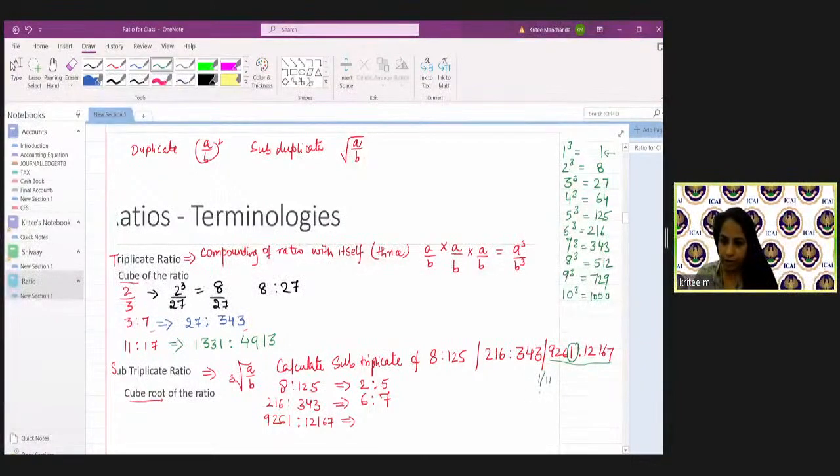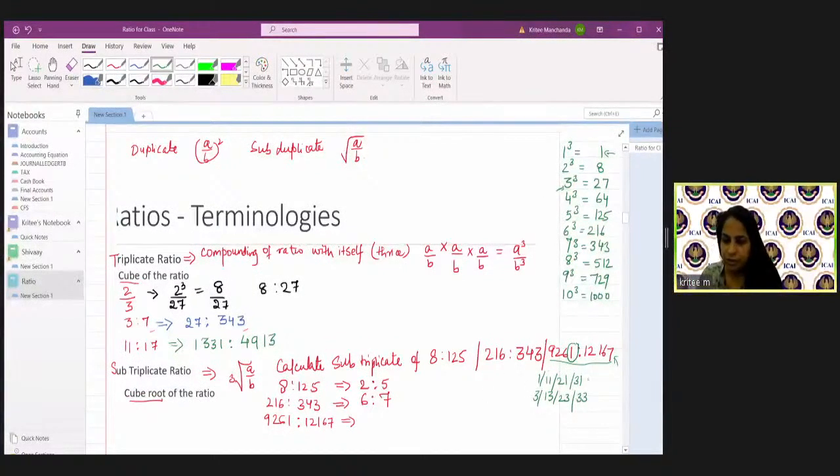You could try the cube of 11. You could try the cube of 21. You could try the cube of 31 and identify if 9261 is the cube of which number. Same way, for the last digit ending with 7, that means the cube root must have 3 in the units place. So the cube root could be 3, could be 13, could be 23, and could be 33.